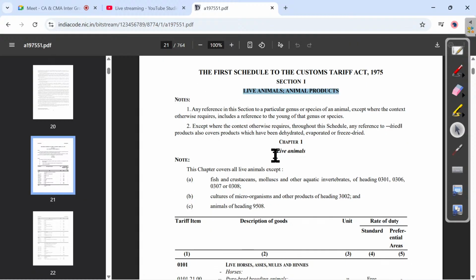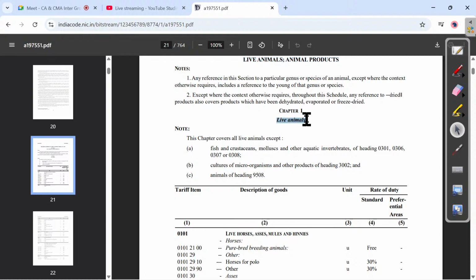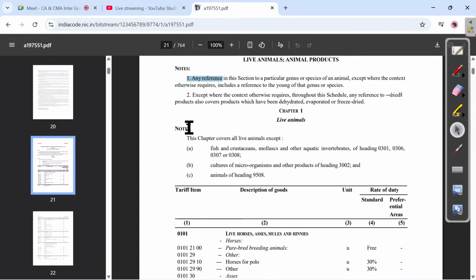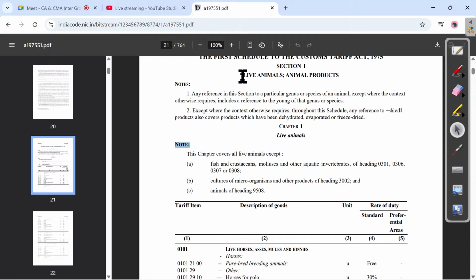In that case, chapter 1 deals with live animals. In live animals, what will come under? Here is a section note. This will be called a chapter note. This is called section note. This is called chapter note. Section note gives the broader outlook of what will come under this particular section.